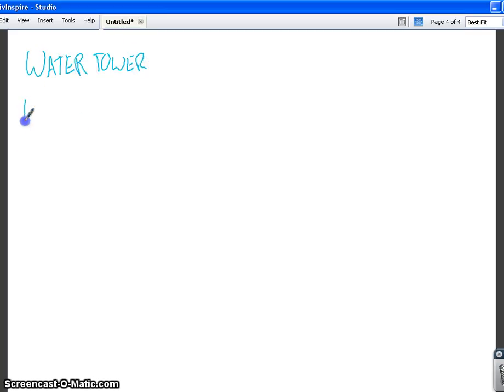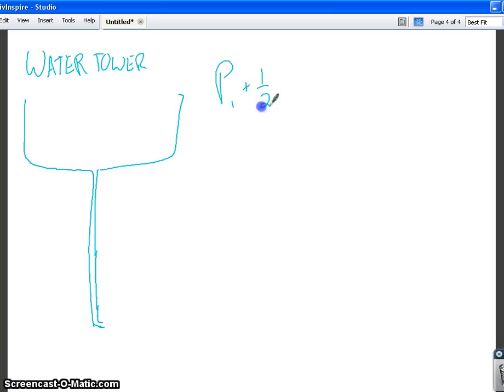Okay, so we're assuming we have a very, very large water tower, and this is going to be funneling down into some sort of spigot, into a sink, into a hose, into something else at our home. Okay, so let's write our equation. P1 plus 1/2 rho V1 squared plus rho GY1 equals P2 plus 1/2 rho V2 squared plus rho GY2.